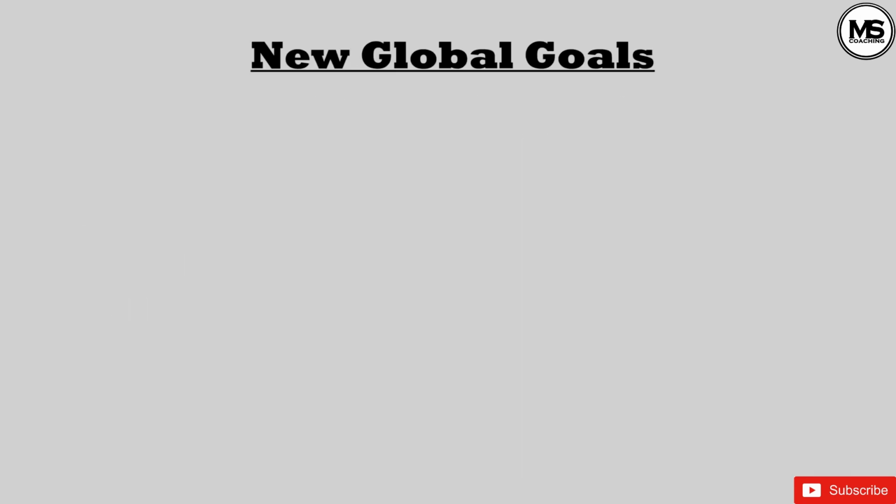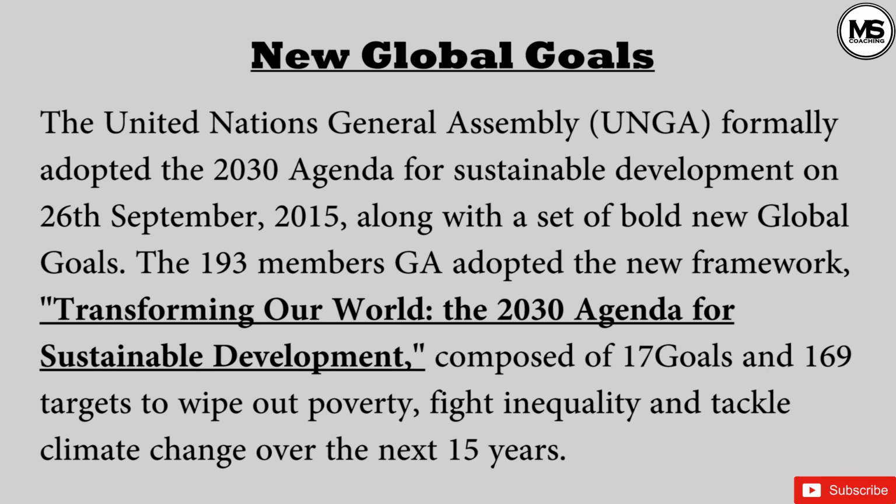New Global Goals. The United Nations General Assembly, UNGA, formally adopted the 2030 Agenda for Sustainable Development on 26 September 2015, along with a set of bold new global goals. The 193 members of the GA adopted the new framework, Transforming Our World, the 2030 Agenda for Sustainable Development, composed of 17 goals and 169 targets to wipe out poverty, fight inequality and tackle climate change over the next 15 years.